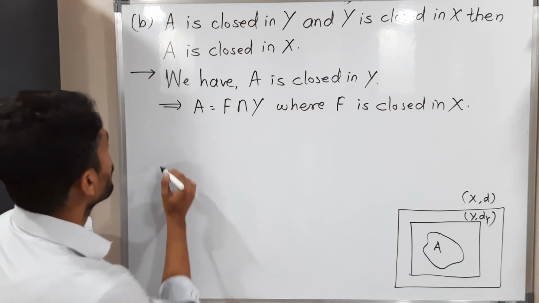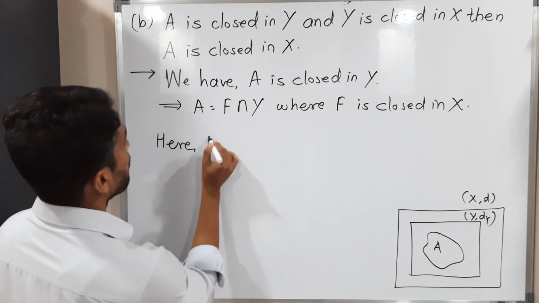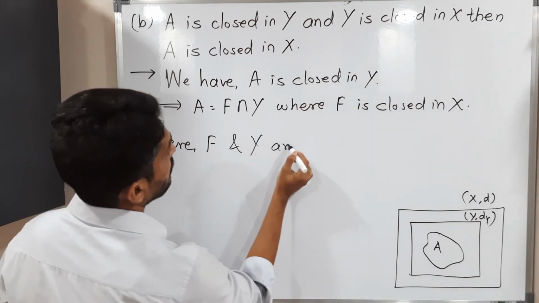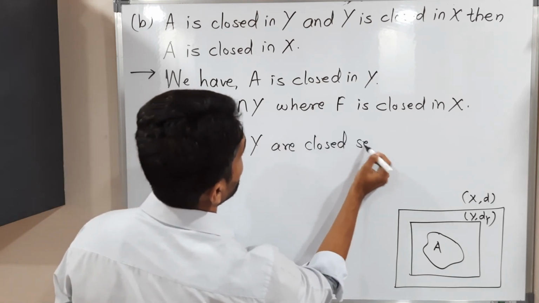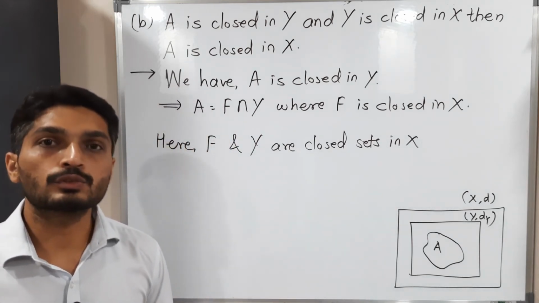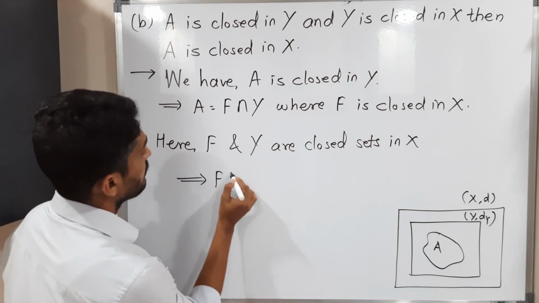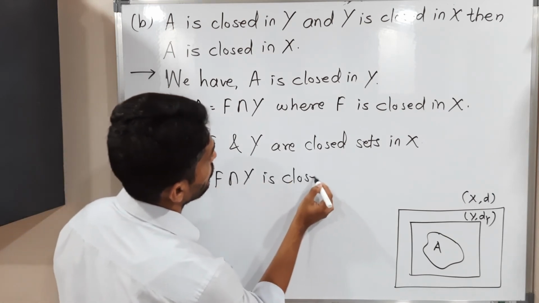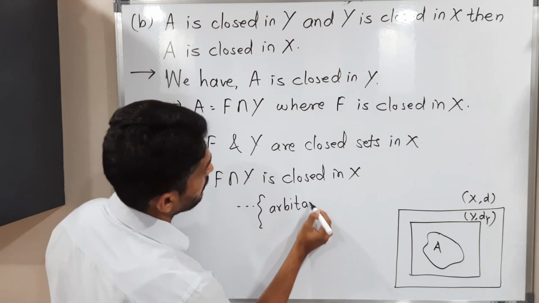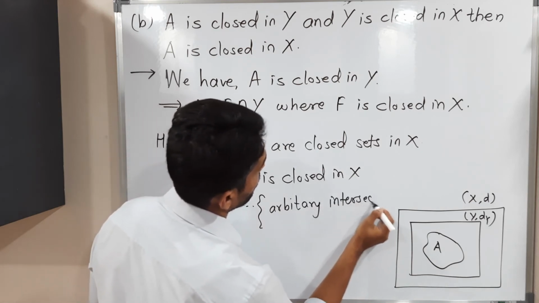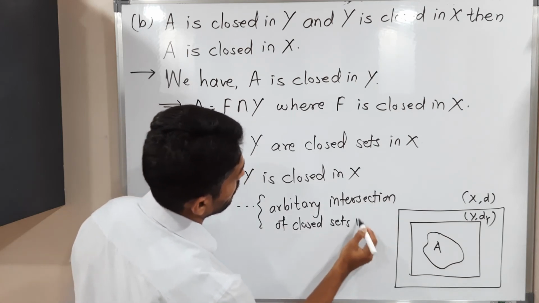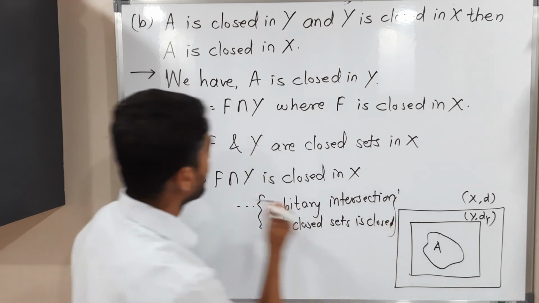So what we have here, F is closed in X, as well as the given information is Y is closed in X. Both sets are closed in X, so their intersection is also closed in X. So implies F intersection Y is closed in X. The result is that an arbitrary intersection of closed sets is closed. So that's why we could write their intersection is also closed in X.